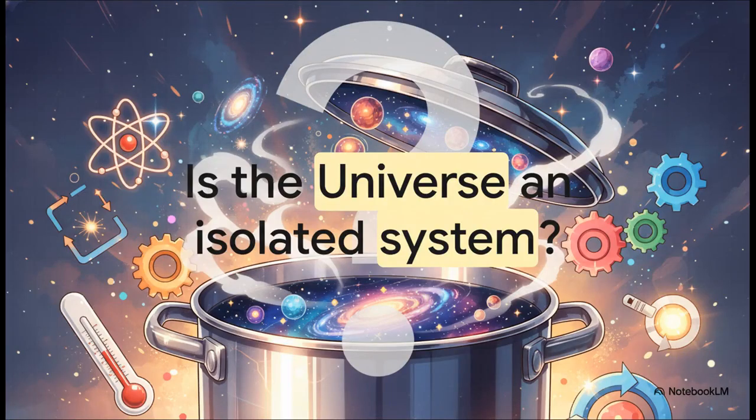To wrap up this explainer, I want to leave you with a massive, kind of mind-bending question to chew on. Earlier, we defined the universe as the system plus the surroundings. Basically, it encompasses literally everything that exists. So based on our own definitions, if there is no outside for the universe to interact with, does that make the entire universe the ultimate isolated system? I mean, think about it. Can any mass or energy possibly escape a boundary that literally contains everything?